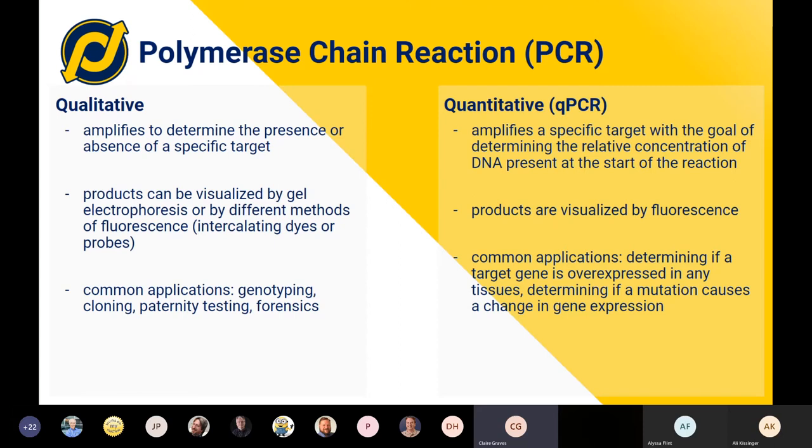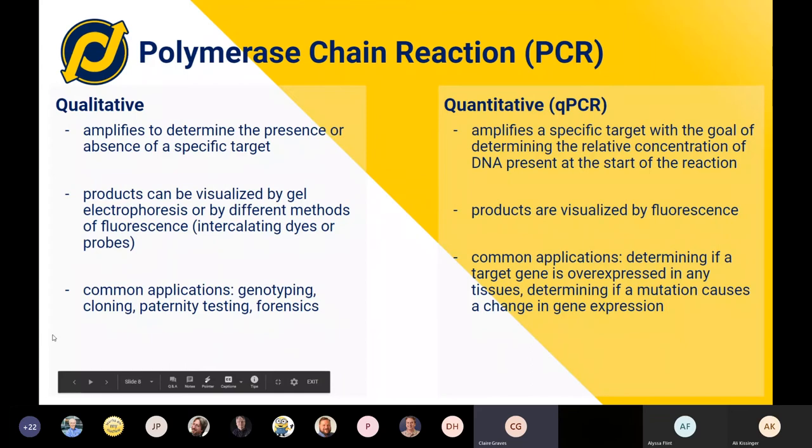So quantitative PCR, which you'll commonly hear referred to as qPCR, has the goal of amplifying a specific target to determine the relative concentration of DNA present at the start of the reaction. I'm going to jump down to common applications. This would be relevant to determining if a target gene is overexpressed in any tissue. Let's say it's more highly expressed in the heart versus the brain, or the heart versus the liver. You can determine that with the qPCR, or you can determine if a mutation is going to cause a change in gene expression within one tissue. These products are primarily visualized by fluorescence, either those intercalating dyes or probes.